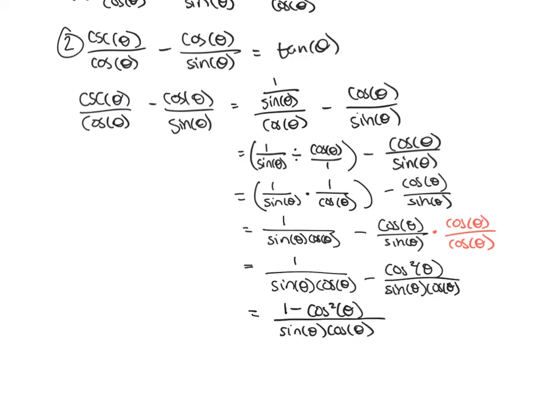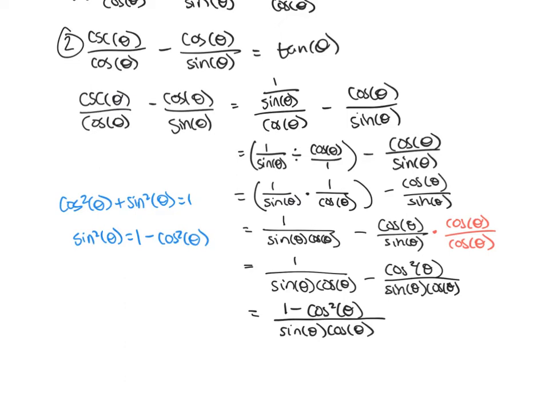Now 1 minus cosine squared theta, it's not exactly our first Pythagorean identity, but it's a rearrangement of it. So remember, you can take these and rearrange them. I'll just do some side work. Our first Pythagorean identity is cosine squared theta plus sine squared theta is equal to 1. Now I can rearrange this and subtract cosine squared on both sides and get sine squared theta is equal to 1 minus cosine squared theta. So we can see that 1 minus cosine squared theta is really the same as sine squared theta.